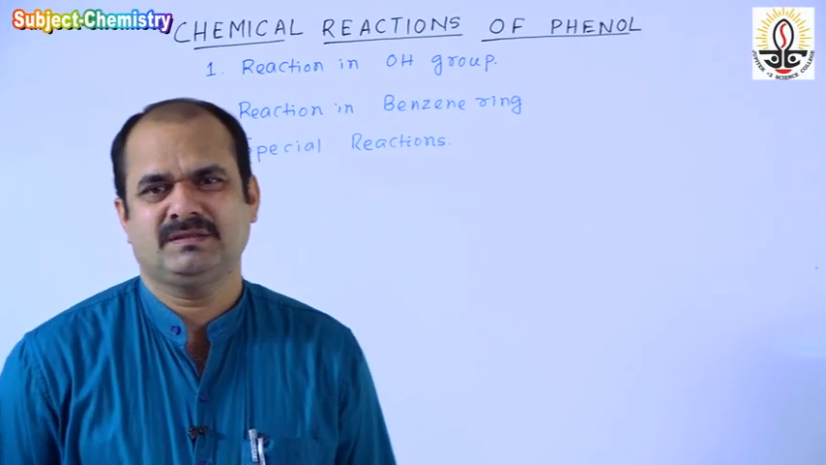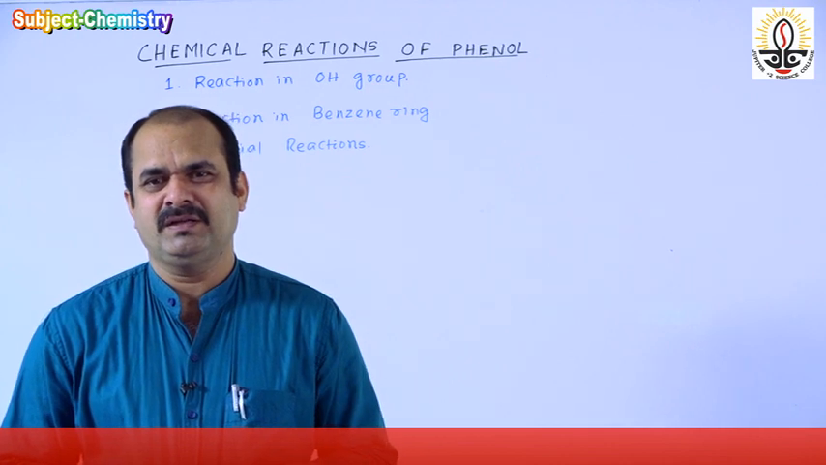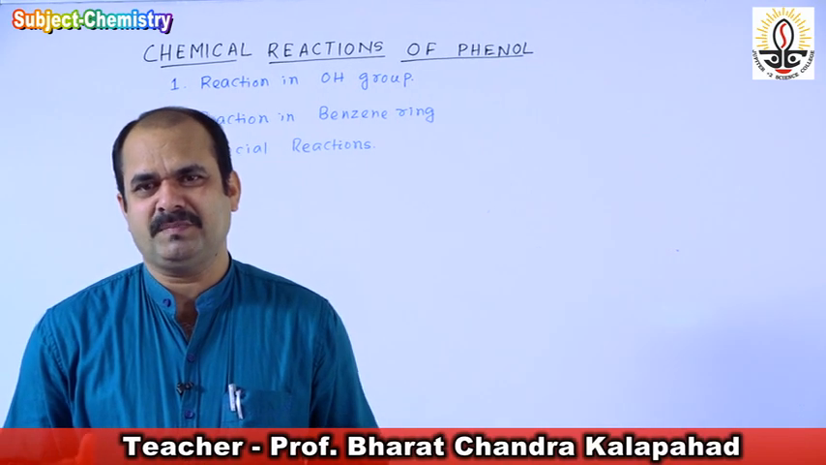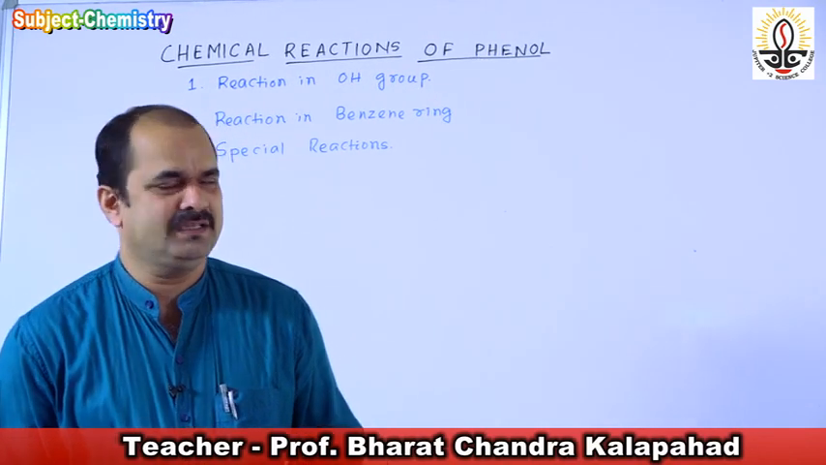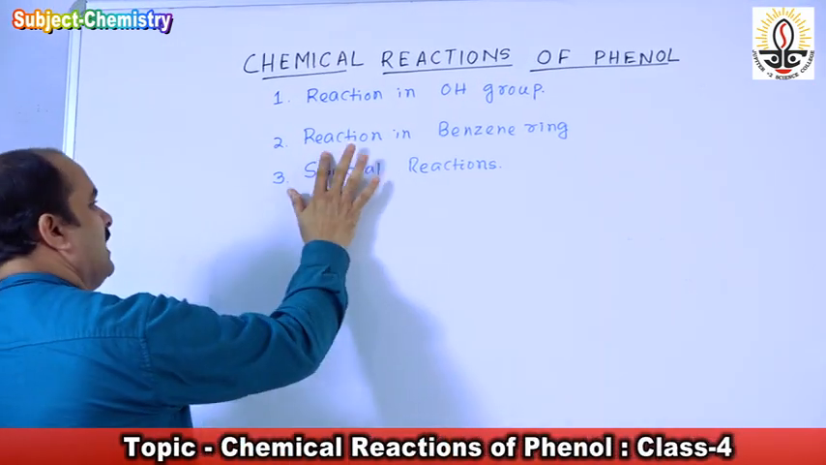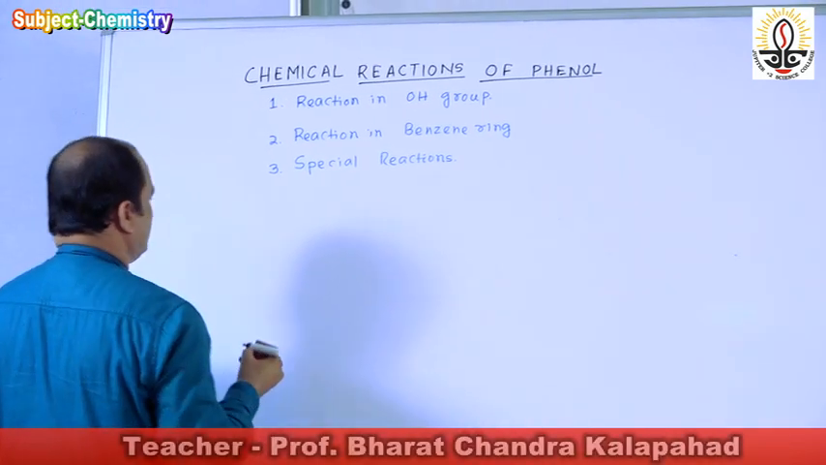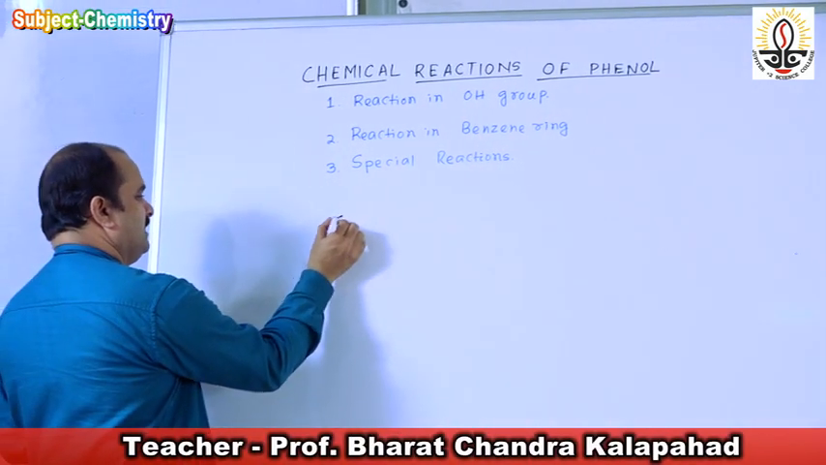Dear students, today we will discuss chemical reactions of phenol. Chemical reaction of phenol depends on three factors. One is reaction in OH group, reaction in benzene ring, and number third is special reaction. Students, you know phenol is acidic.